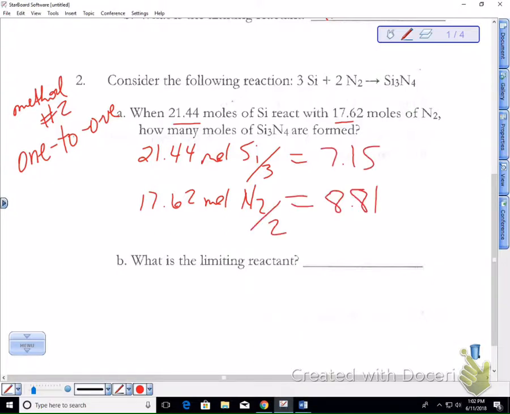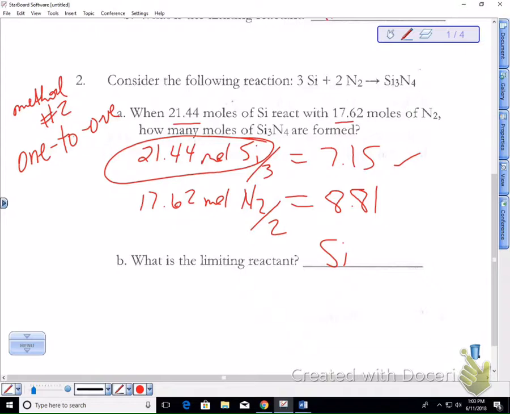So I've done that. I've just taken each of my moles of reactants, divided it by its coefficient, and I have these numbers here. What are these numbers? Well, these numbers are the relative amounts of each reactant that I have on a 1 to 1 basis. So now, if this is the smaller of the two numbers, I know that this reactant is limiting. So silicon is limiting. So that's two ways to do it.